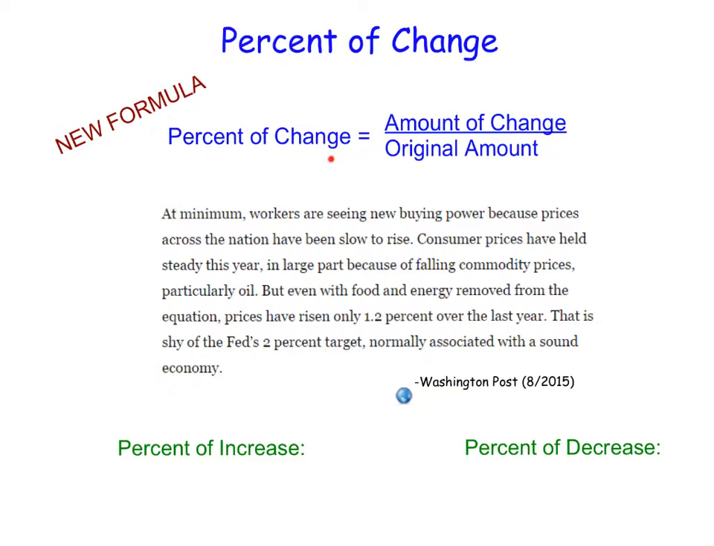The percent of change in two numbers is the amount of the change over the original amount. So when we say amount of change, we really mean the difference between the two numbers. And then what's weird about it is you divide it by the original amount, whichever came first. Let's read this paragraph. Read it silently to yourself now.